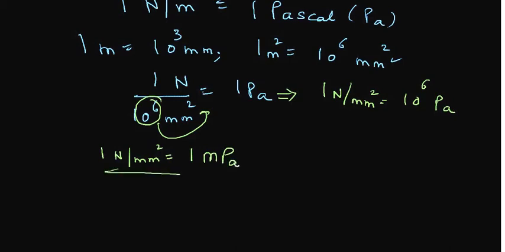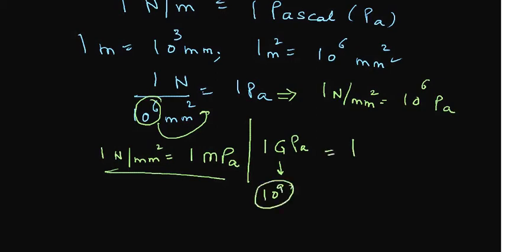Okay, so 1 megapascal is equal to 1 Newton per millimeter square. You can remember this for the conversion ratios. What if the stress is given as gigapascal? Now giga is 10 to the power 9 pascals. This is equal to 1 kilonewton per millimeter square. So just remember these two conversions: 1 megapascal is equal to 1 Newton per millimeter square, and 1 gigapascal is equal to 1 kilonewton per millimeter square.